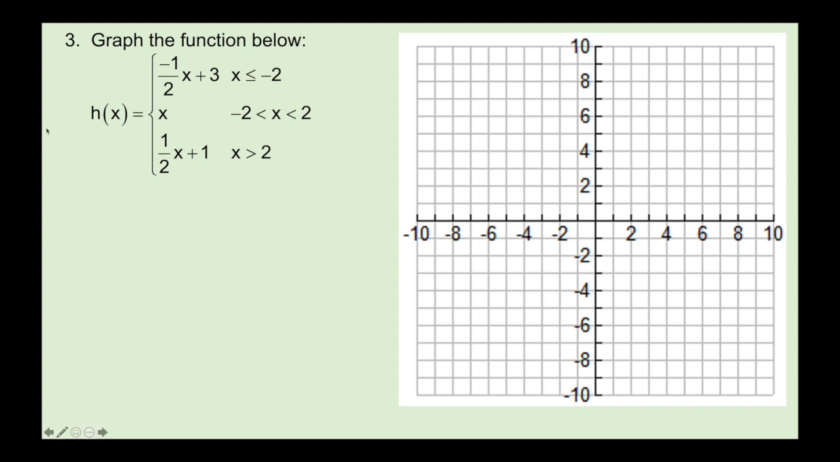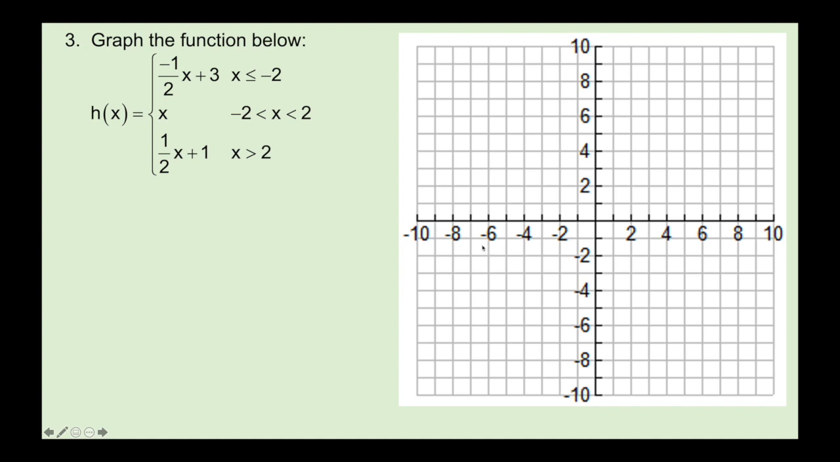For this next one, we can see that we have 3 different pieces. So I have one piece that's going to be to the left of negative 2. I could put a little dotted line right here, and above that write in negative 1/2 x plus 3. My next region is going to go from negative 2 up to positive 2. So in between those 2 points, I could put an x above that region. Then from 2 up until 10, because it's just going up until the end of this graph, I could write out 1/2 x plus 1.